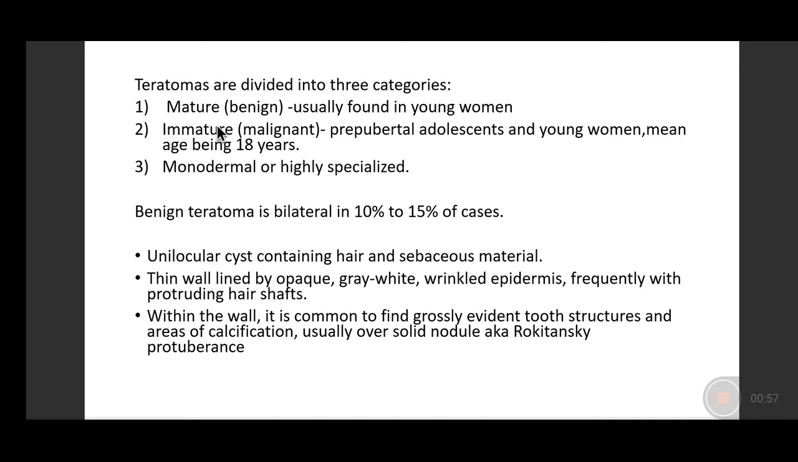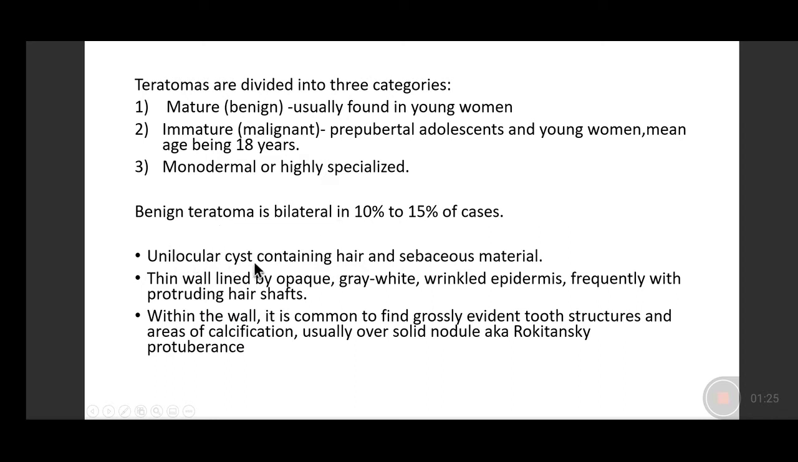For the immaturity of a teratoma, you need to find the neuroepithelial cells which are present. So for immaturity, you need to find the neuroepithelium. Now these immature teratomas are usually seen in prepubertal adolescents or in young women. Monodermals, or the highly specialized ones, will have the derivatives of a single germ layer. For example, Struma ovarii is the monodermal teratoma.